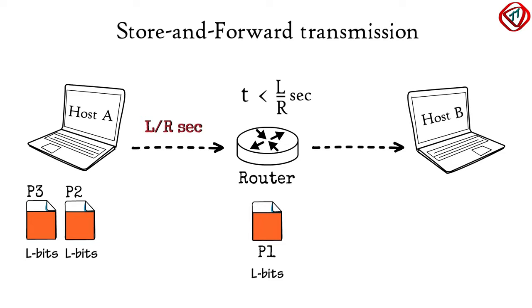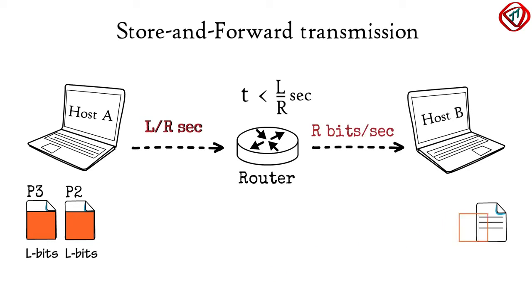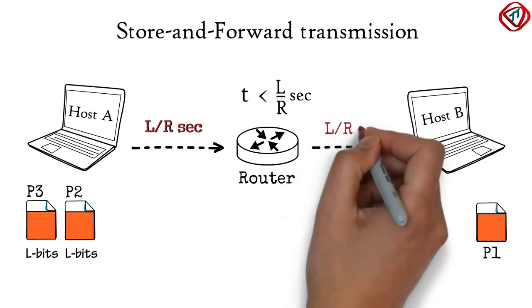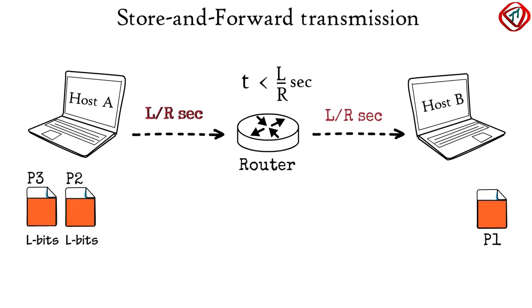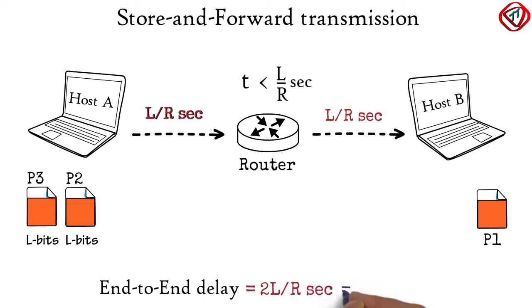Now, the router is also transmitting at a rate of R bits per second. Since there are L bits in one packet, host B receives the packet P1 after additional L by R seconds. Hence, the total end-to-end delay in receiving the first packet is 2 L by R seconds. In general, it is n L by R seconds, where n is the number of links.